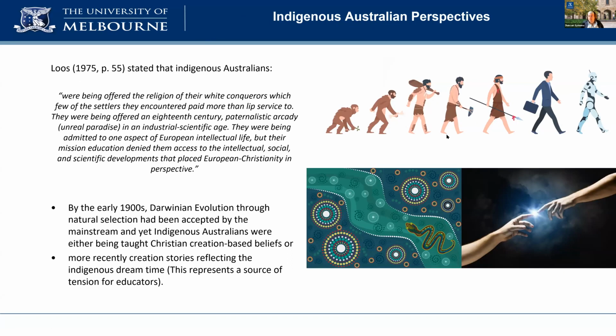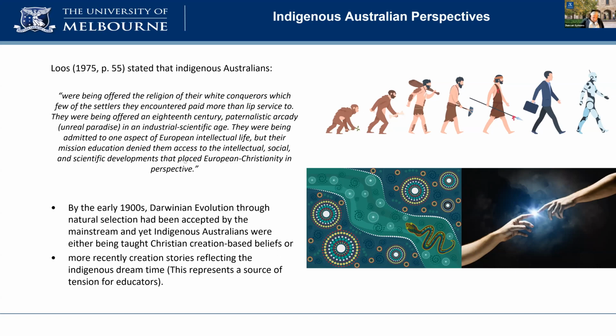There's also some interesting ideas that we can take out from the Indigenous perspective in Australia around Darwinian evolution. This quote here comes from researcher Luce from 1975, who is describing the fact that as colonialists spread across the country, none of them were particularly, well, I'm sure some of them were, but a number of them weren't particularly focused on living a European Christian life.